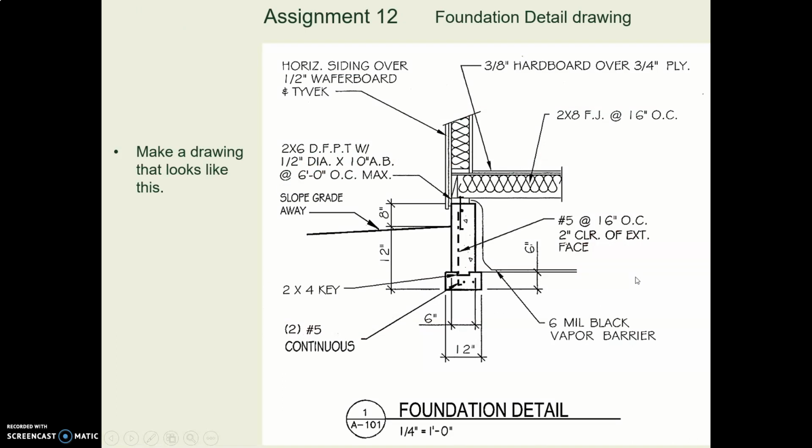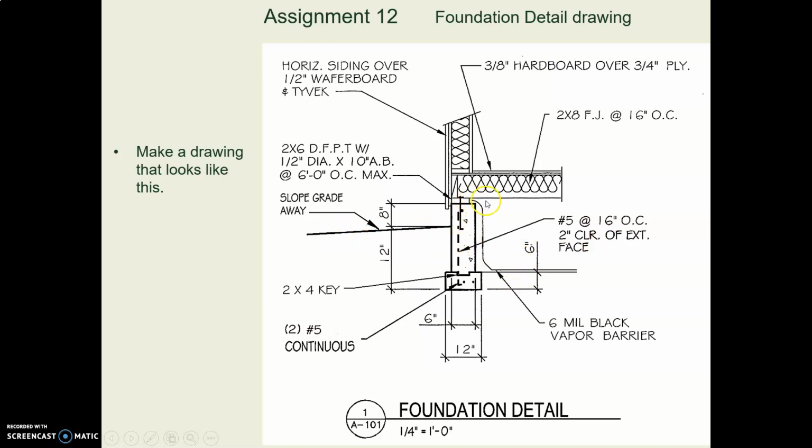Then in assignment 12, you're going to draw a foundation detail. And you are just going to copy this detail. Honestly, that's all you need to do. Just whatever they have here, make yours look like this as best you can. Some things you'll just have to make up or use your judgment. For example, here's a very heavy line that represents the grade line. That's the top of the soil that's sloping away. They don't tell you what slope that is, so just use your judgment.